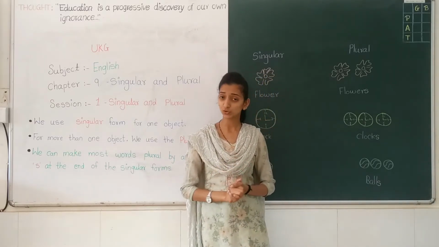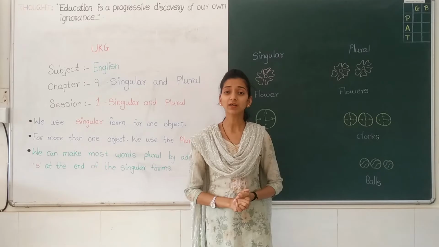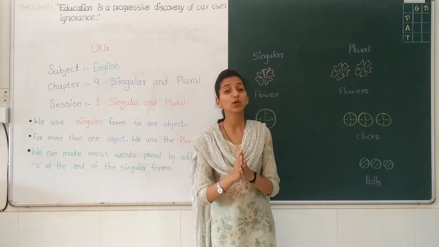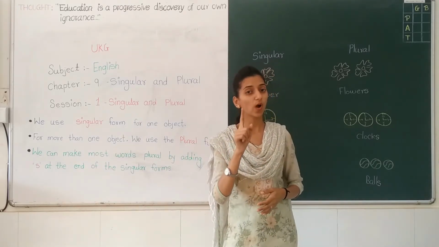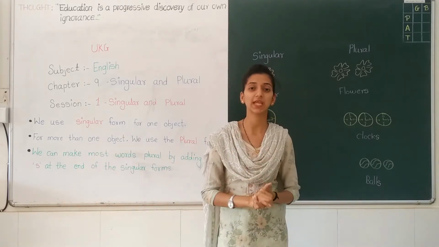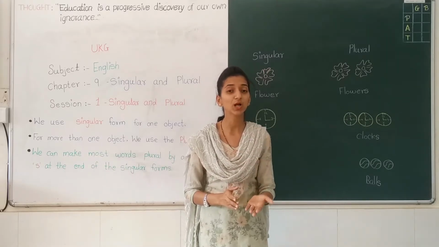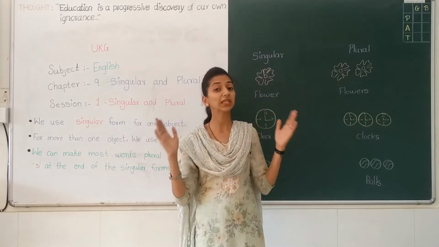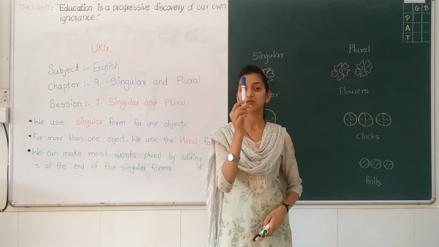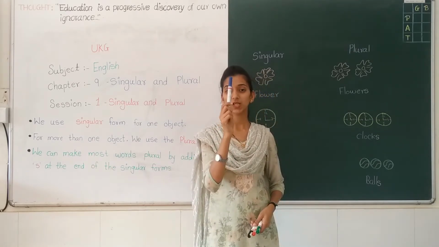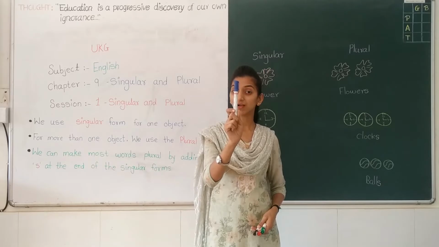Now, students, do you know singular? Singular means only one object. Singular means what? Singular means only one object. And what about plural? Plural means many objects. Singular, one object. Plural, many objects.